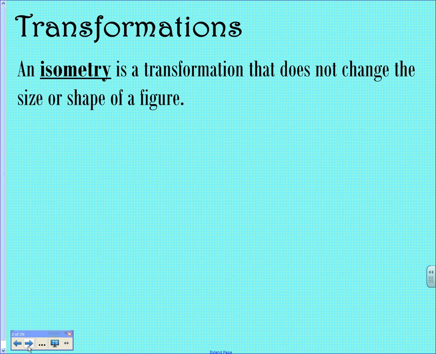So an isometry is a transformation that does not change the size or shape. So what does that mean about the pre-image and the image? If they don't change size or shape, what are they? Congruent.